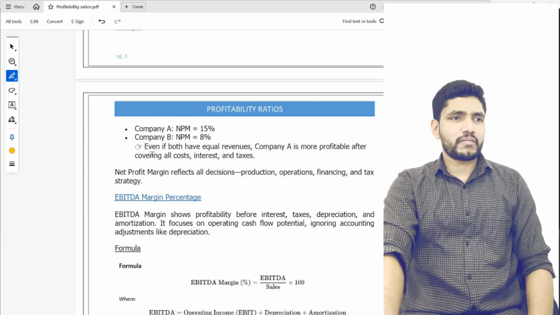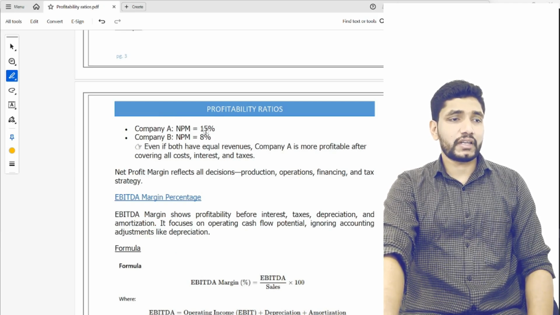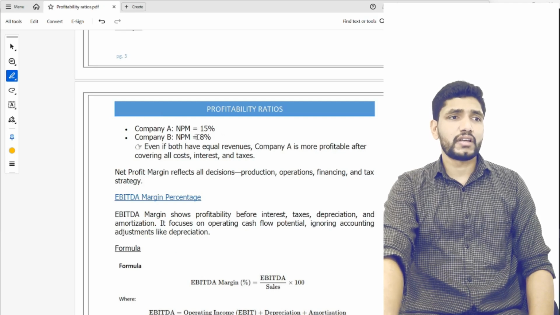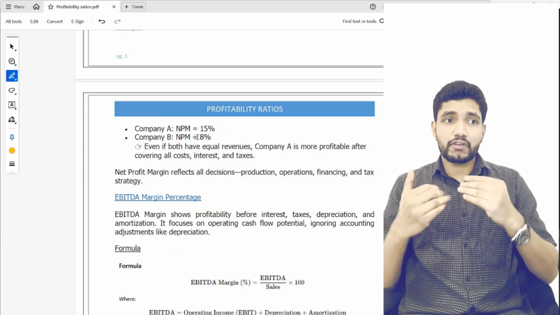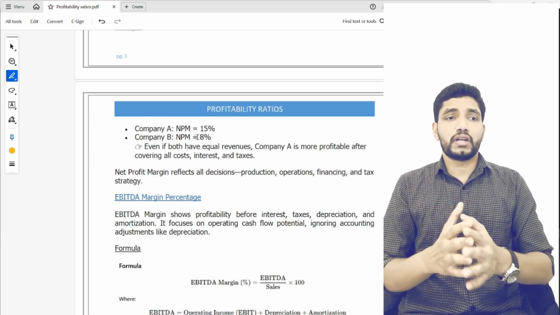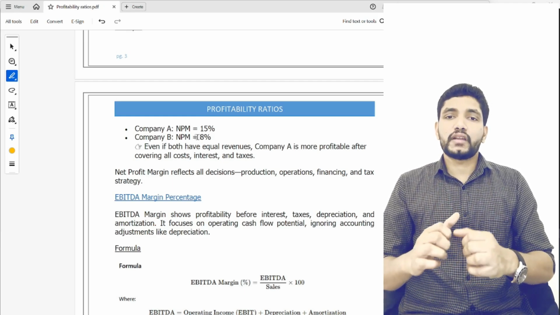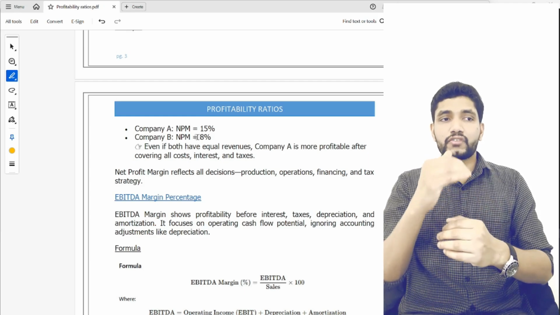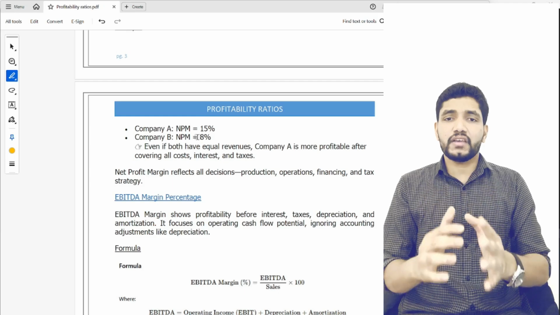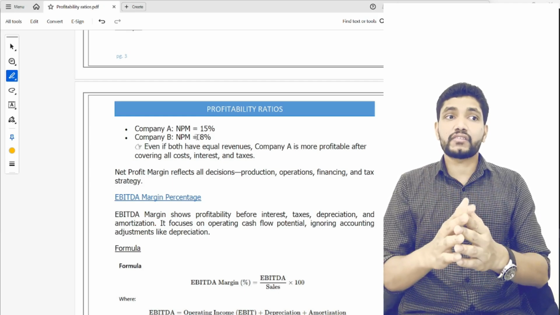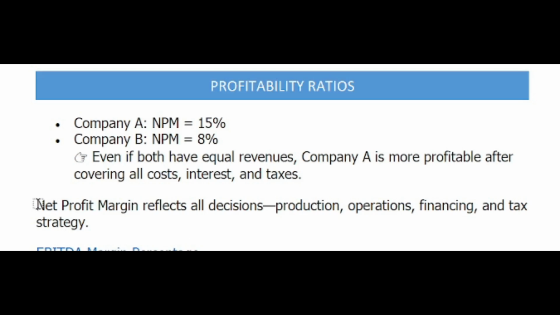So just assume that one company, A, has a net profit margin of 15% and company B has a net profit margin of 8%. Even with the same level of revenue, company A is more profitable after covering all its costs, interest and tax. Company A is generating 15% net profit on its sales, whereas company B is generating only 8% of its sales as net profit. Company A is more effective and efficient in managing its costs and operating with improved profitability compared to company B.